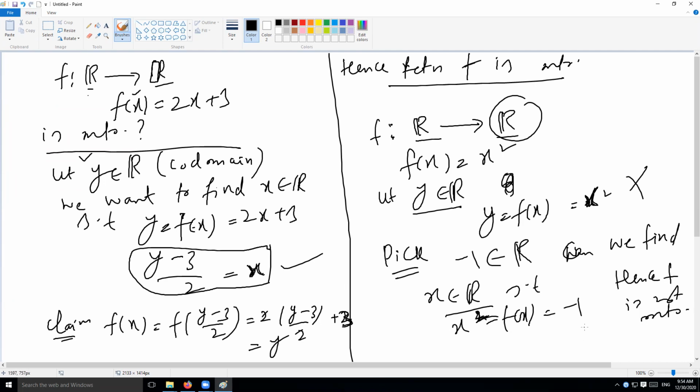If you want to prove onto, prove it generally that for every y there is an x. If you want to disprove onto, just pick one such element from codomain for which there is no input actually. There is no x from the domain such that f of x equal to that number actually.